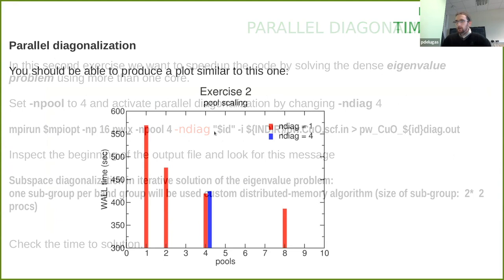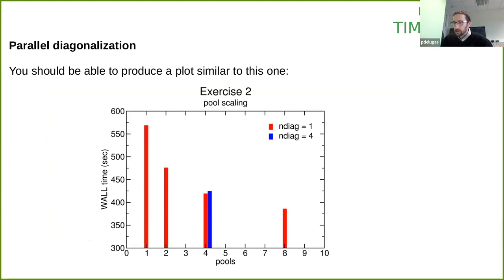As your colleague said, there is no significant improvement, just because our system is pretty small and we had to adapt to a single node. But at least you saw that you can use parallel diagonalization, and you can use this capability of Quantum Espresso for your own production, when you will have to run much bigger systems.